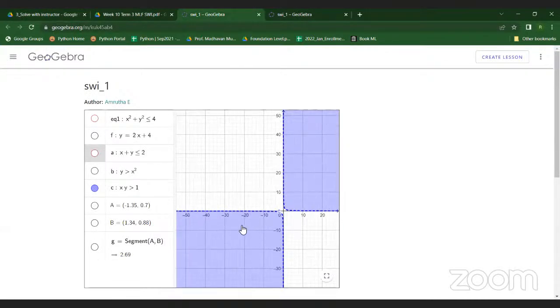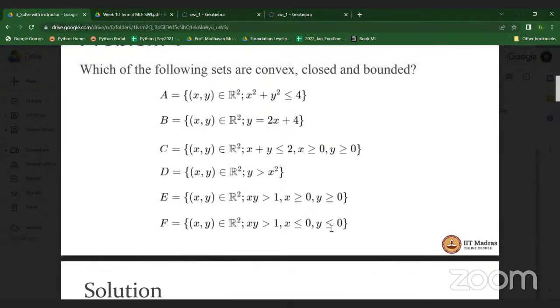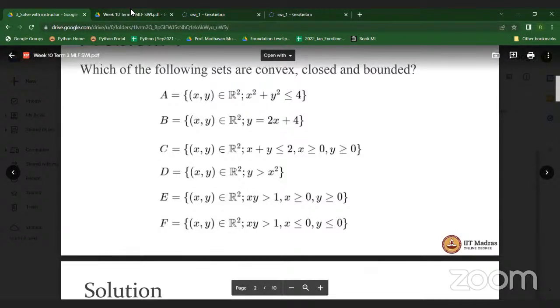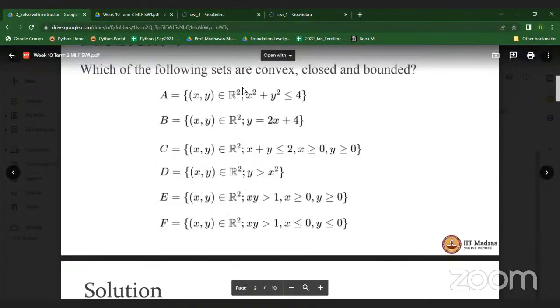And if you look at the other case, xy greater than 1 and x less than or equal to 0 and y less than or equal to 0, even that is not correct, because it is not bounded and not closed. So we need not even look at the convex part to say that E and F are not the correct options. Is this clear?